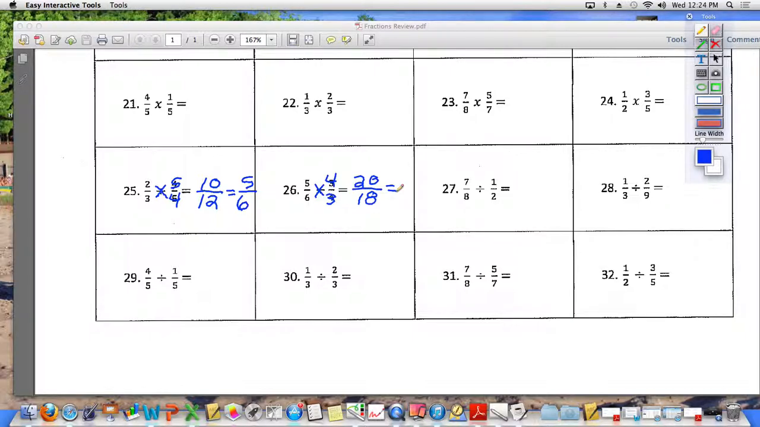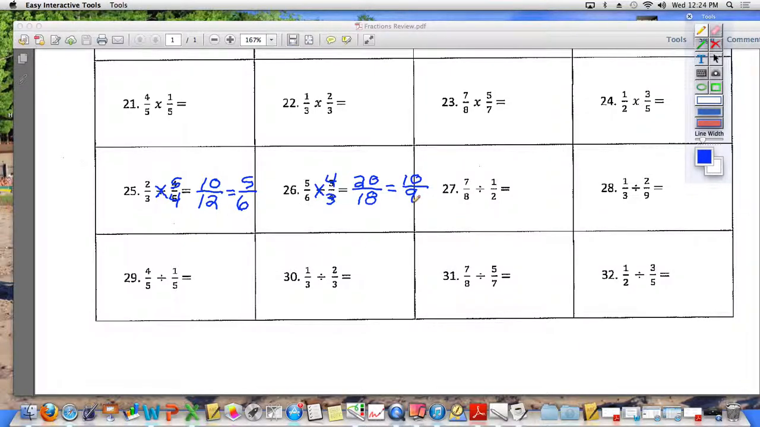1 and 1/9. Oh, you changed it to a mixed number? Let's just leave it as an improper fraction. It's okay, because you know what? When you're working with polynomials, you don't leave them as mixed numbers, you leave them as improper fractions. Okay? So 20 over 18, what is it? 10 over 9.